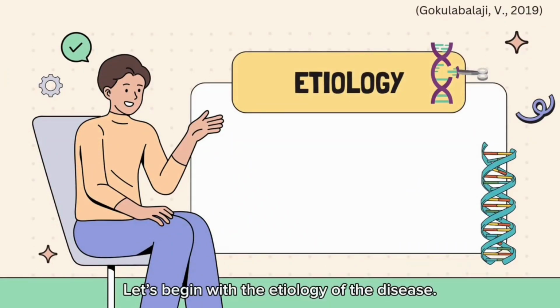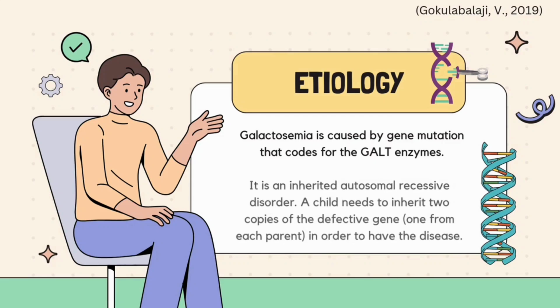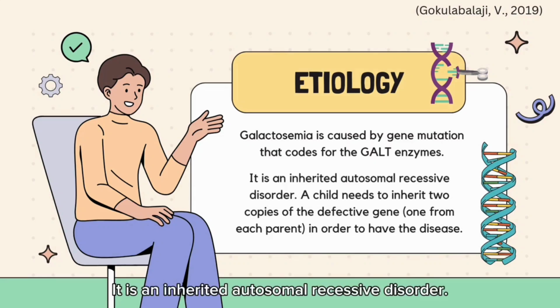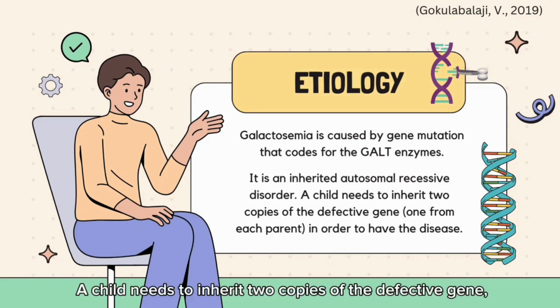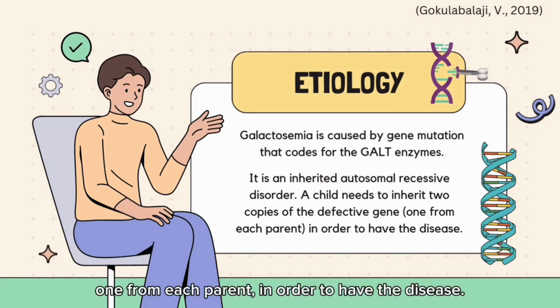Let's begin with the etiology of the disease. Galactosemia is caused by gene mutation that codes for the GALT enzymes. It is an inherited autosomal recessive disorder. A child needs to inherit 2 copies of the defective genes, one from each parent, in order to have the disease.